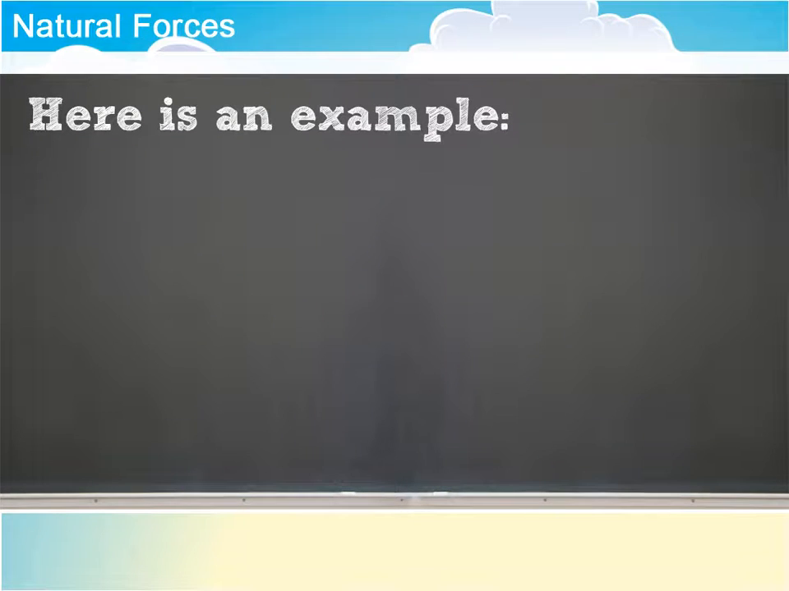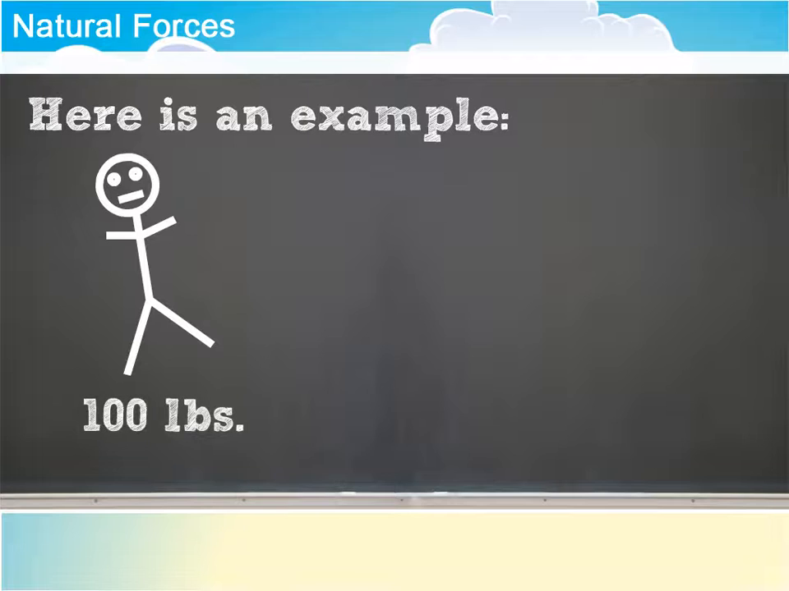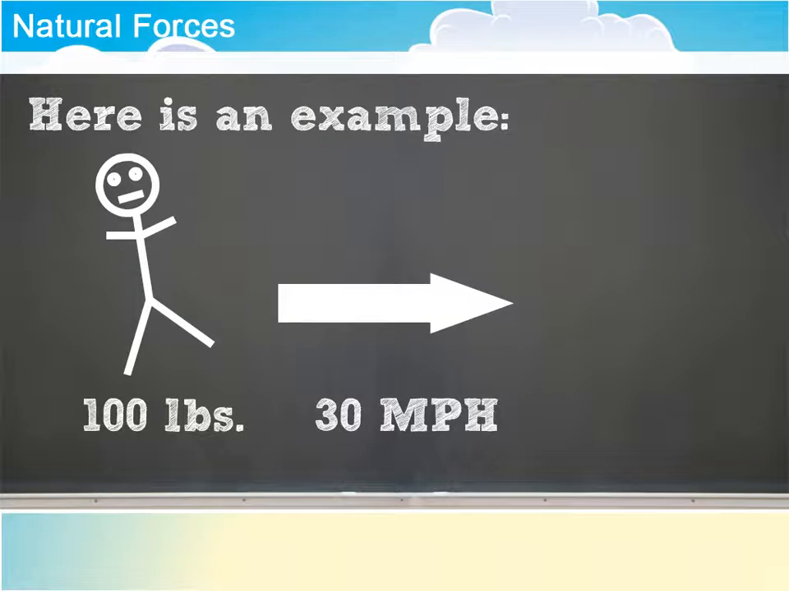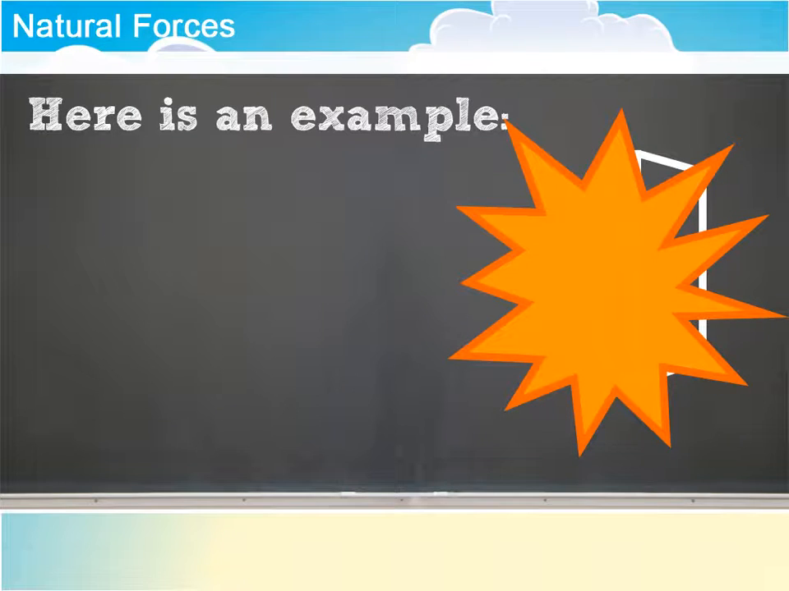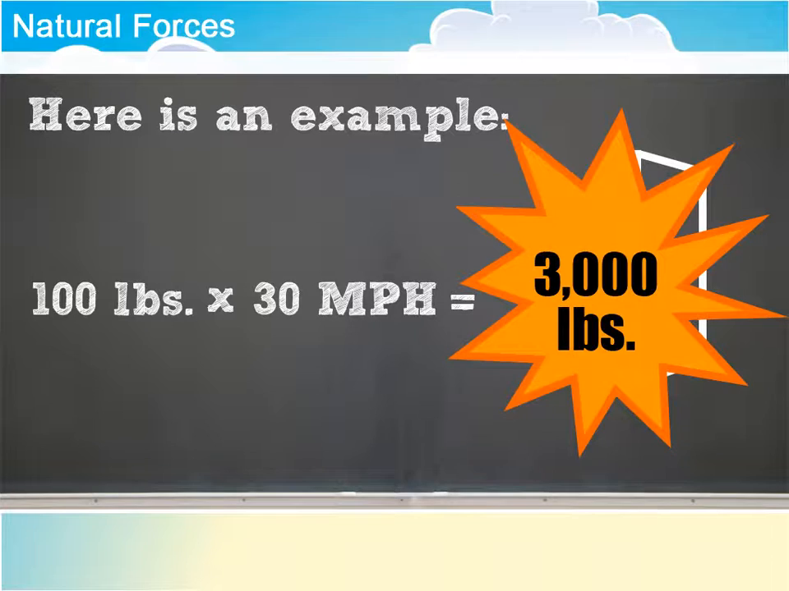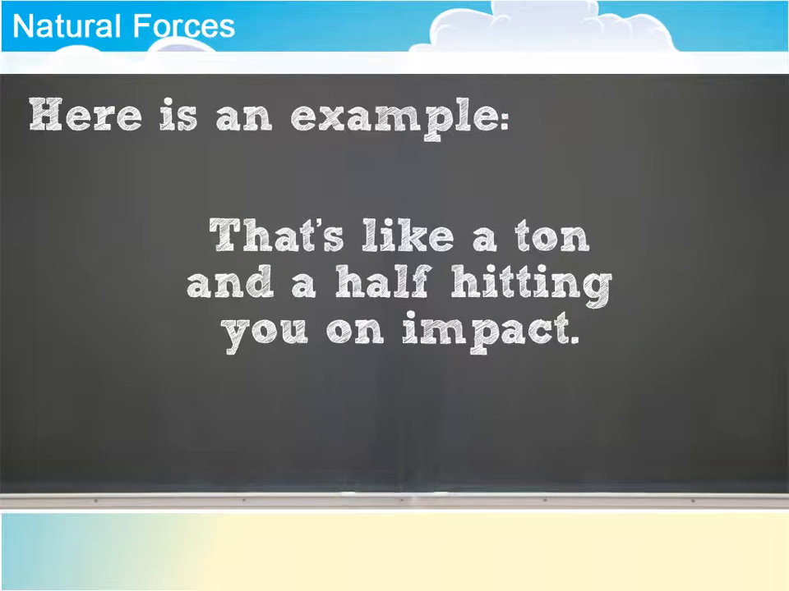Here is an example of how disastrous the force of impact can be. If you weigh 100 pounds, traveling at 30 miles an hour, and hit a stationary object, the force of impact is 3,000 pounds, weight times the speed you're traveling. That's like 1.5 tons hitting you on impact.